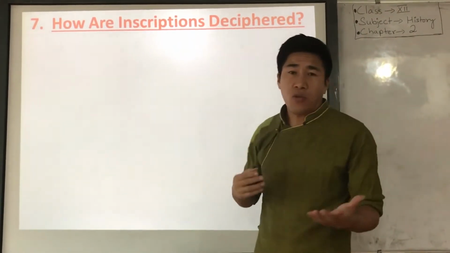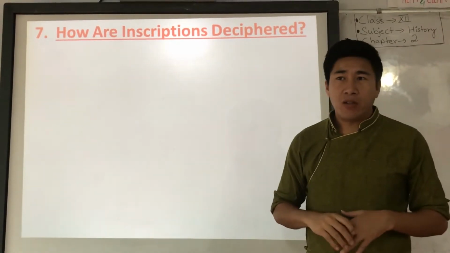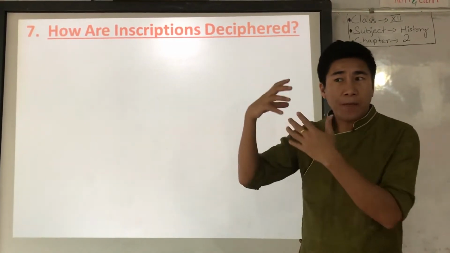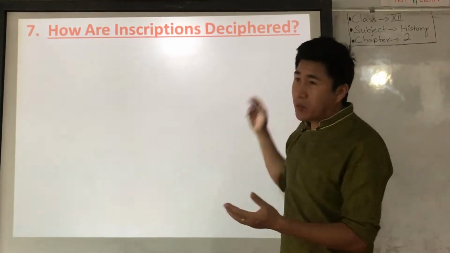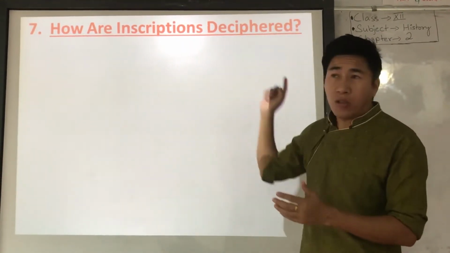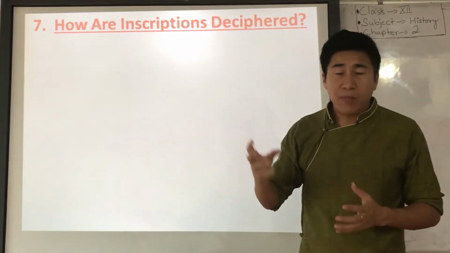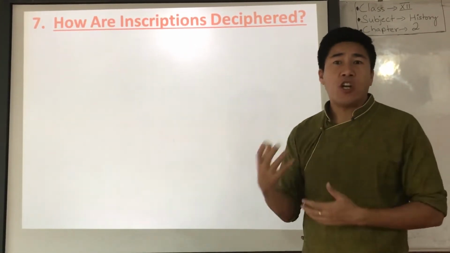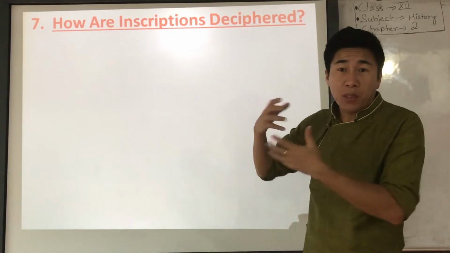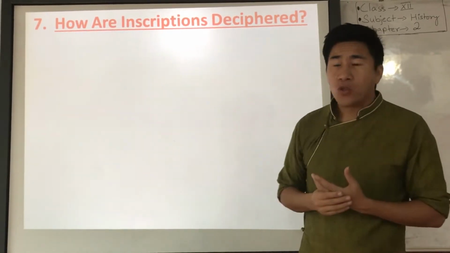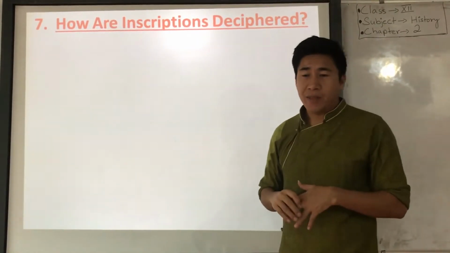Now inscription, as you know, is writing on a hard surface, on rock, on clay, on metals. And deciphered means read. In total, what we are going to discuss today is how inscriptions are read, means how historians and archaeologists were able to decipher, able to read ancient script. So today we are going to discuss that.